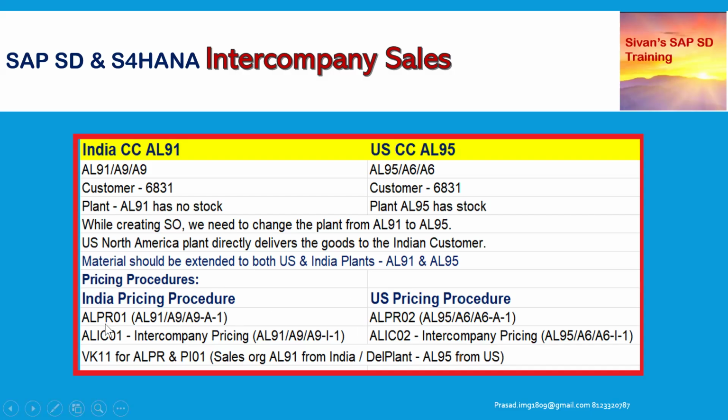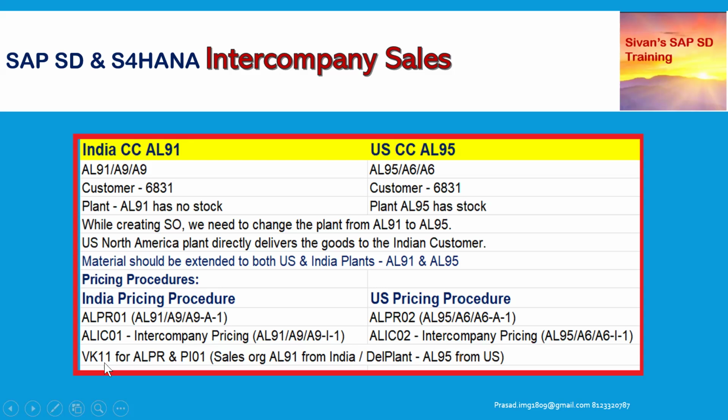And this is how the structure of the pricing procedure, which we need to maintain in the pricing procedure determination. Please remember this point. So ALPR01 with the sales area, document pricing procedure and customer pricing procedure. And ALPR02, AL95, A6, A6, and then document pricing procedure plus customer pricing procedure. So for the intercompany, instead, the document pricing procedure is I.